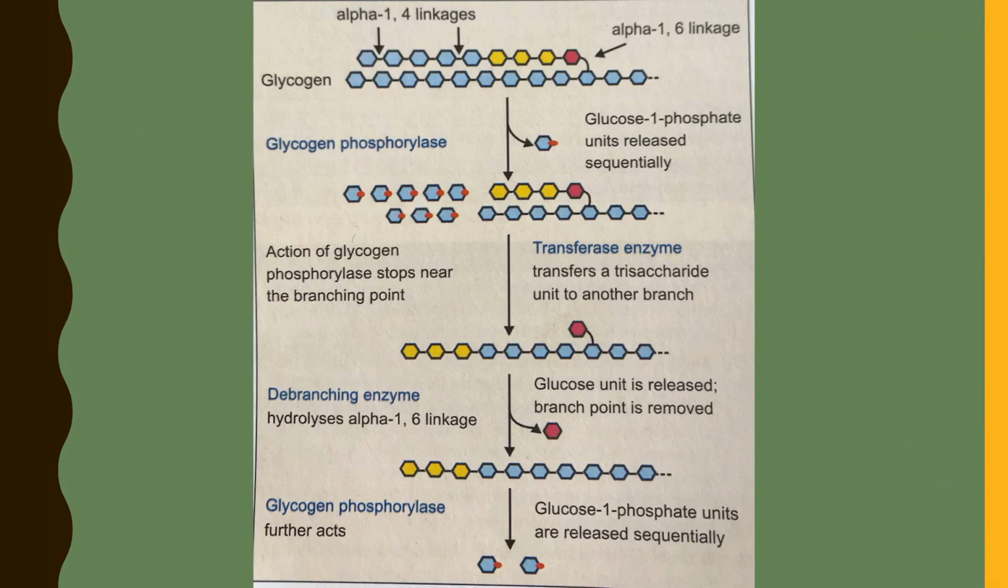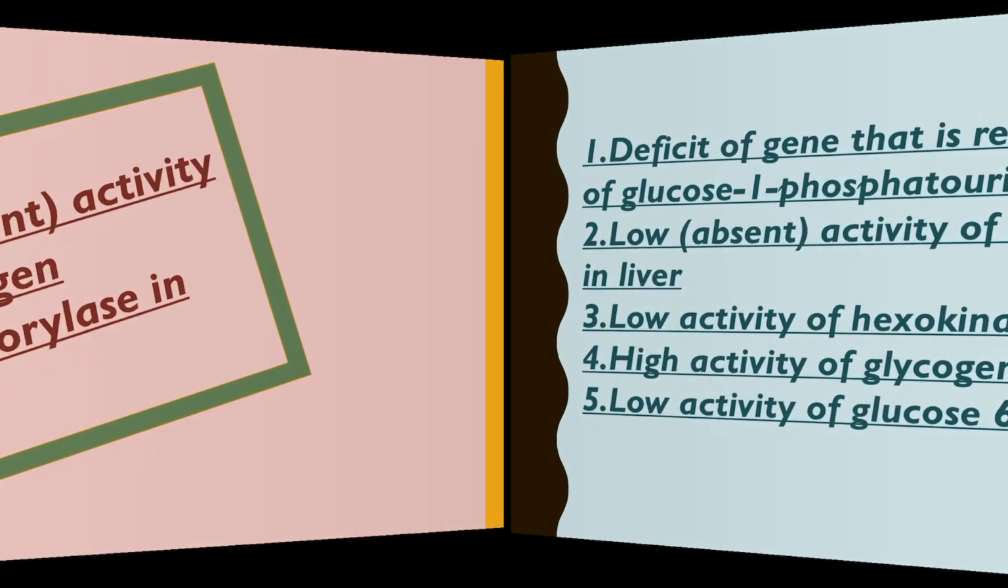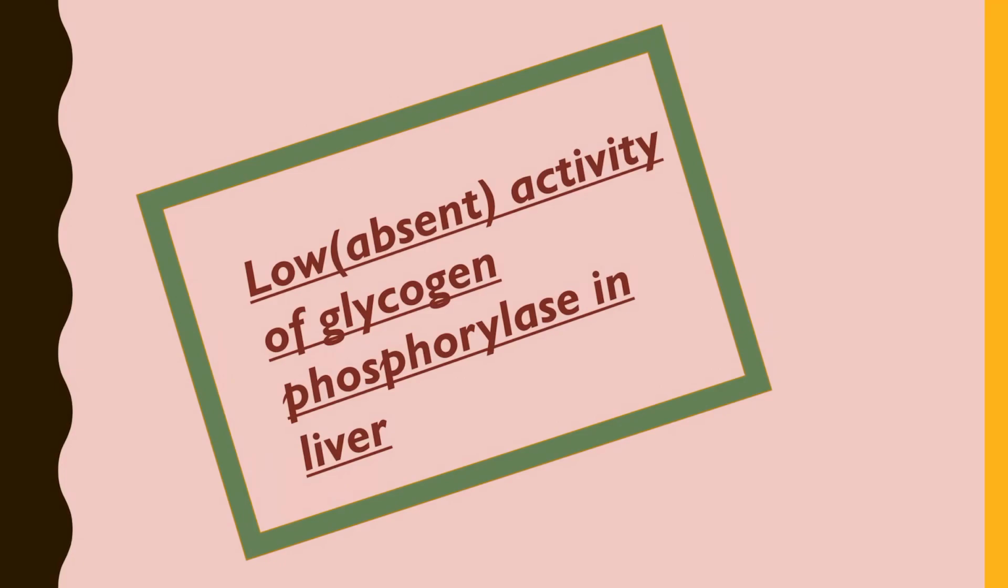So if some problem is present in glycogenolysis, then it is due to an enzyme. The main enzymes are these three. So let's go to the options once again. Here we have to find the enzyme. First one, the deficit of gene that is responsible for the synthesis of glucose 1-phosphate uridyl transferase. This enzyme is not present in glycogenolysis. And the second, low activity of glycogen phosphorylase in liver. This enzyme is present in glycogenolysis, and if the amount of this enzyme is less, it will not help in glycogenolysis. Then glycogenolysis will not happen, and glycogen is not converted to glucose, which means there is a low level of glucose in the blood. So the answer will be low or absent activity of glycogen phosphorylase in the liver.